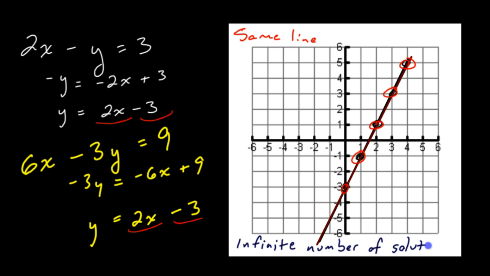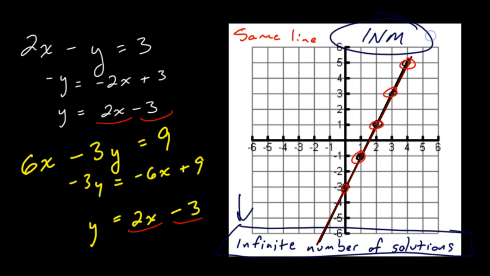It does not mean every number will work, because if we look at all the points that are not on the line, none of those would work, but everything on the line would. Right? Shorten it up, we'll just call it INM for short. INM is perfectly fine on these. Okay, so you get INM when you get the same line.